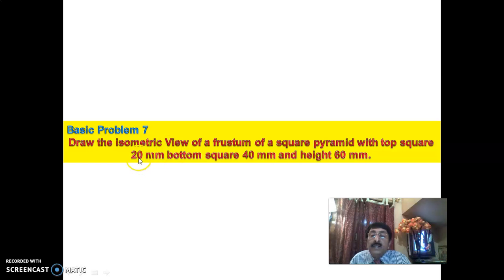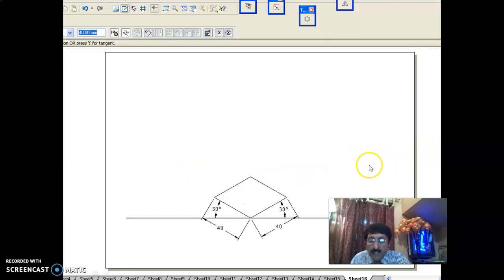Here, draw the isometric view of a frustum of a square pyramid with the top square 20 and bottom square 40 and height 60. Frustum of a square pyramid means you should know it is the cut portion of a square pyramid. That is, the apex portion won't be there. This you will know now. You see here, it is the base.